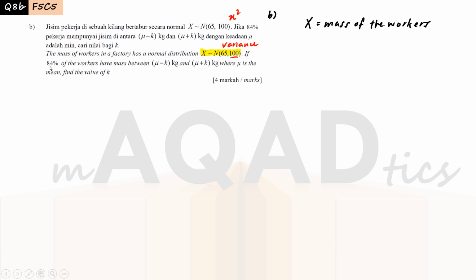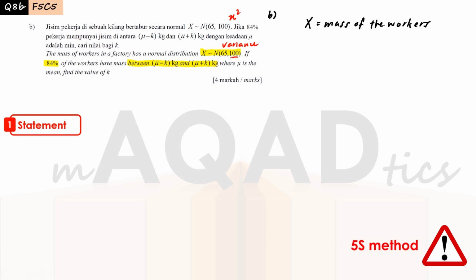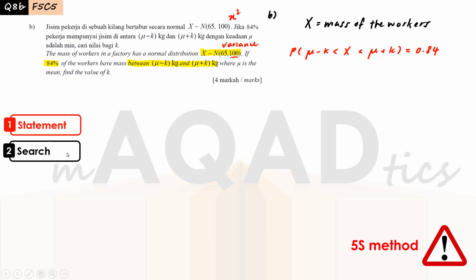The next sentence says that 84% of the workers have their mass between these two numbers, and we need to find the value of k. To solve any kind of normal distribution question, we are going to use the 5S method to help us. The first S is to write out our probability statement, which we can find using this sentence. Here it says that the probability where the mass is between these two numbers will be 84% or 0.84. The second S would be search our parameters, which has already been done here.